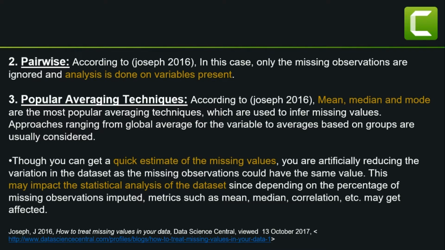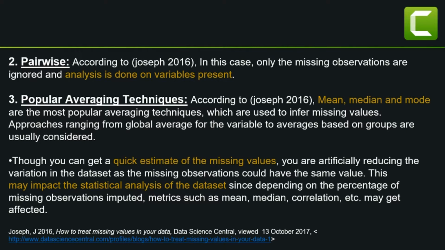So moving on to the third one, popular averaging techniques. Mean, median, and mode are the most popular averaging techniques, which are used to infer missing values. For example, a random example of revenue. You might assign the average defined by mean, median, or mode to such a missing value that you are inferring for revenue. You could also consider taking into account some other variables such as gender of user and or device OS to calculate such an average to be assigned to the missing values. You can get a quick estimate of missing values, but this may affect the statistical analysis of the dataset as the percentage of missing observations imputed may get affected.